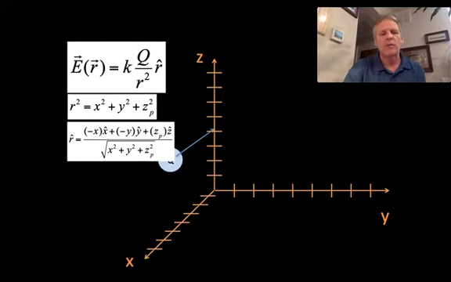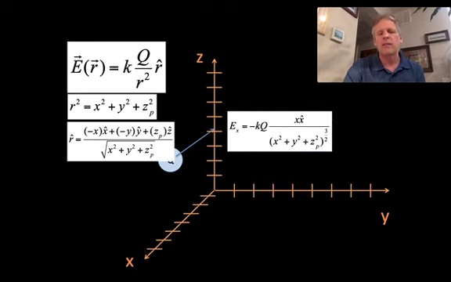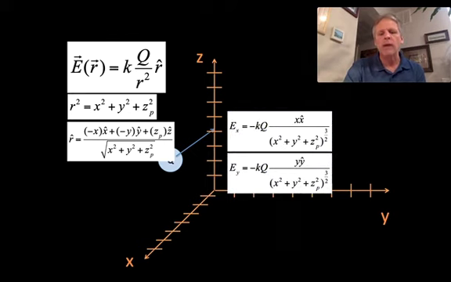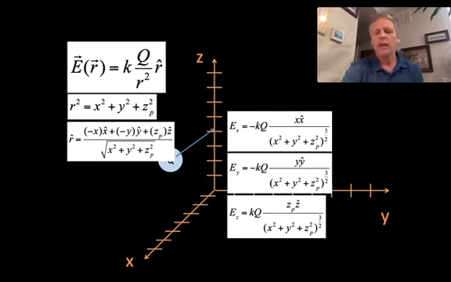We're going to take this information, and we have an e sub x, an e sub y, an e sub z. And that's it. We're done. And at this point, all you need to do is just put in the values.